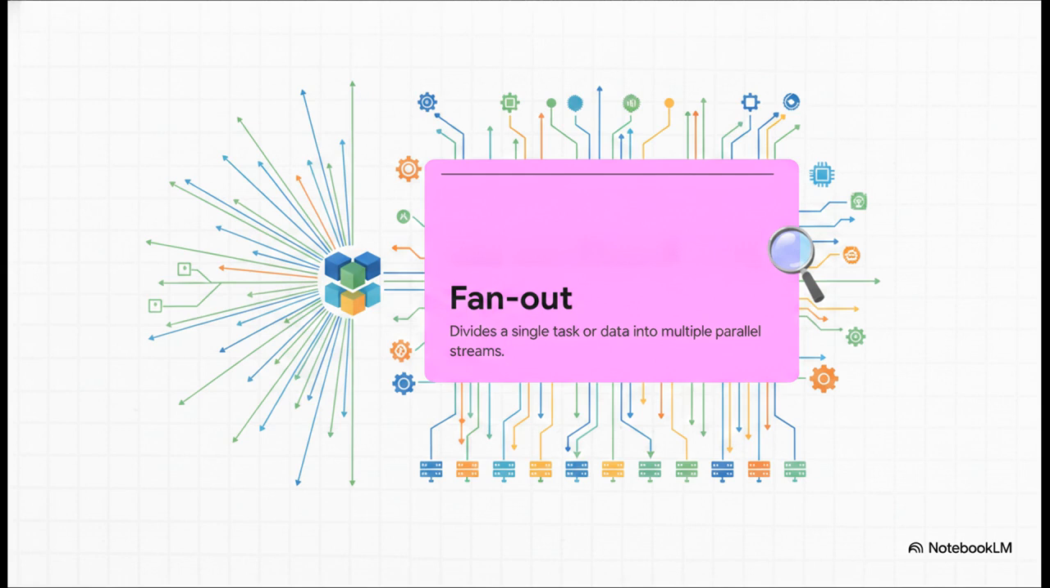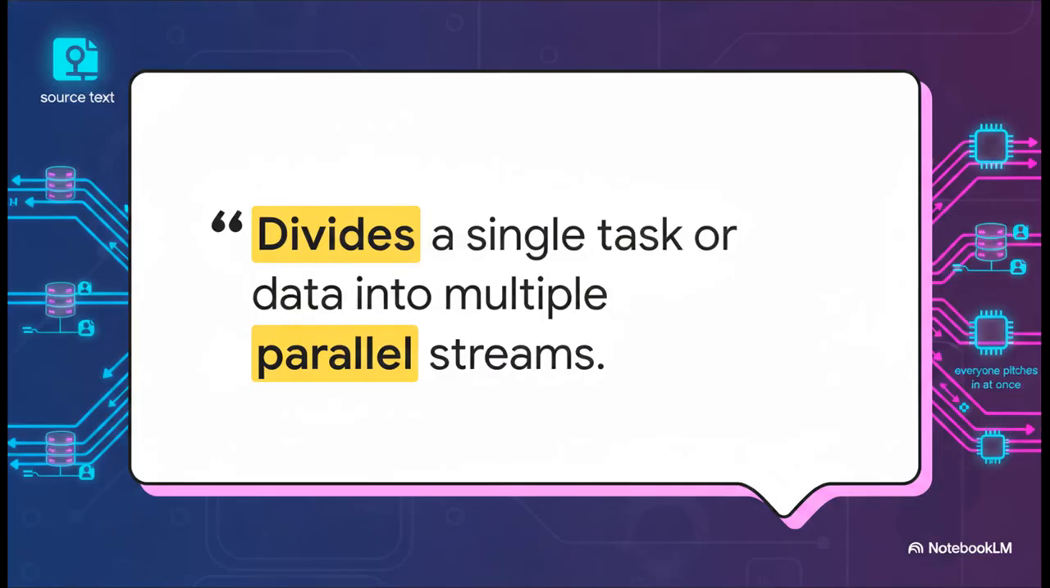And here is the absolute genius of it according to the text. It doesn't just sequence the work. It violently splits that workload into multiple parallel streams. This means completely different parts of a system can attack the exact same problem at the exact same moment in time. The phrasing in the text really nails it. It says it divides a single task or data into multiple parallel streams.